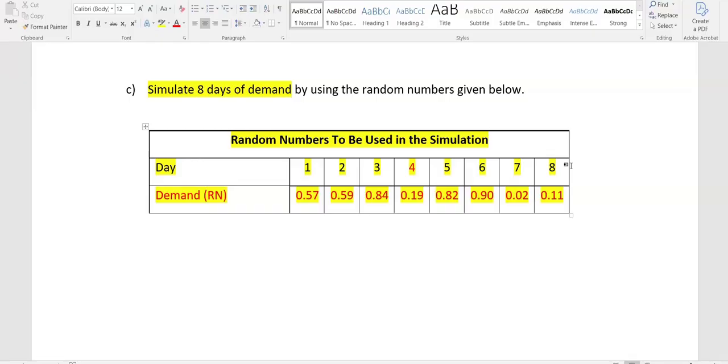So I'm going to show you how this works now. Follow me keenly, all right? Look at this table and make sure you understand what's going on in this table first and what this question is really asking. It says simulate, which means that we are really asked to predict 8 days of demand. You with me?